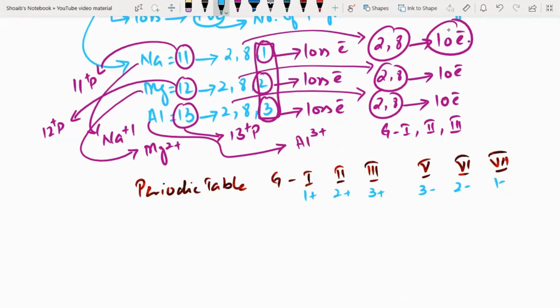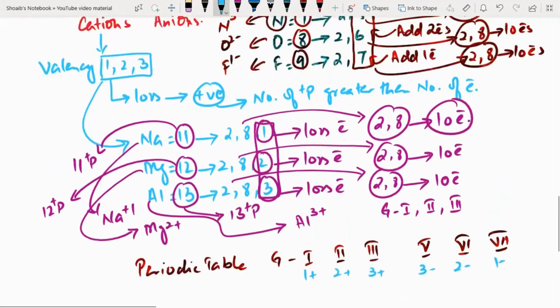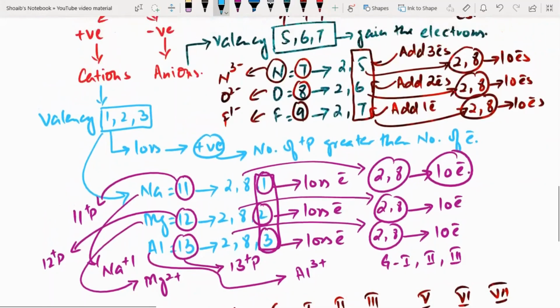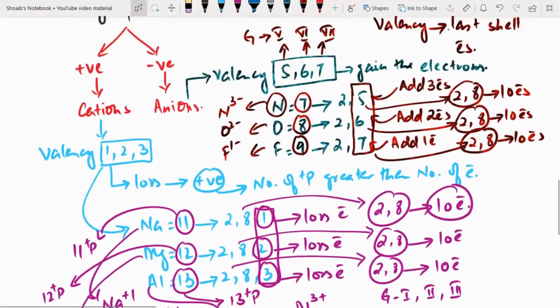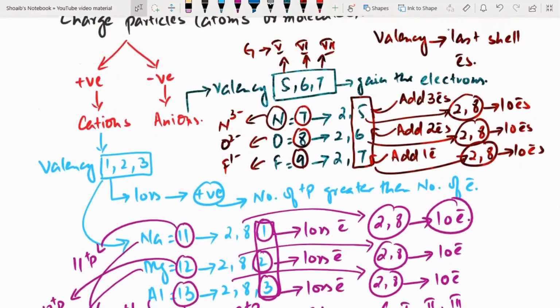Now for the transition elements, and how we can identify the group numbers and the period number from the electronic configuration, we will discuss these points in our next video.